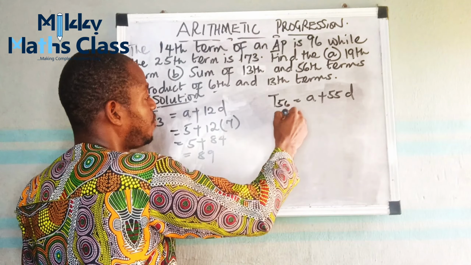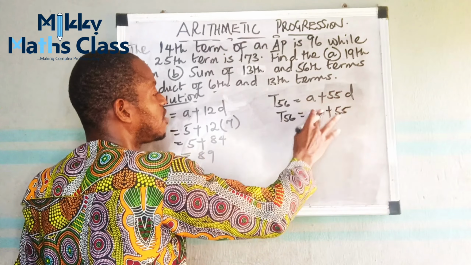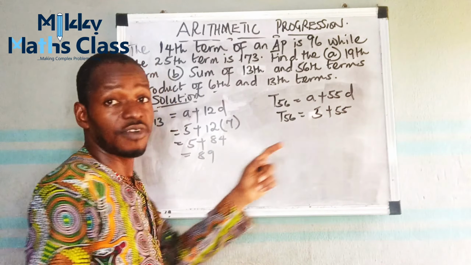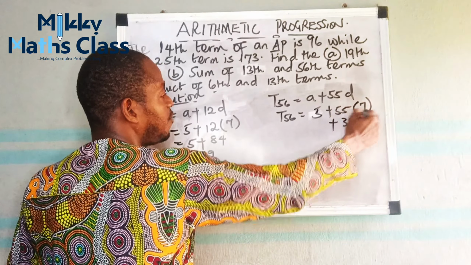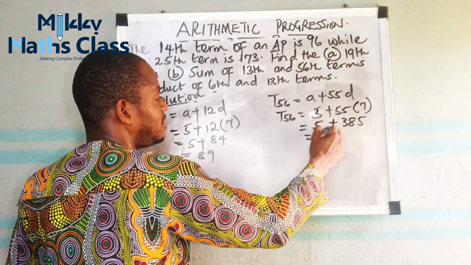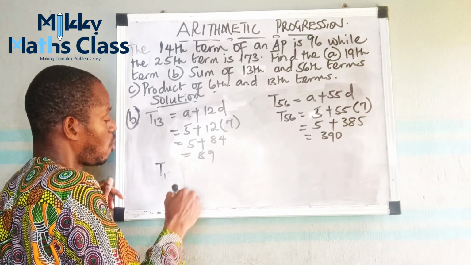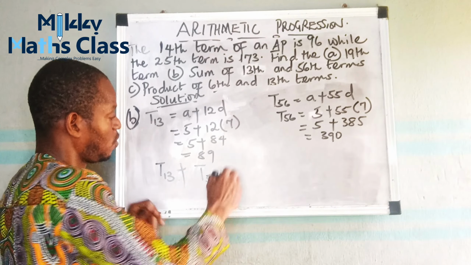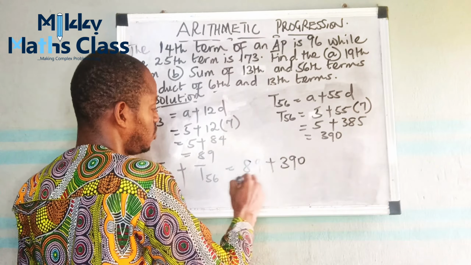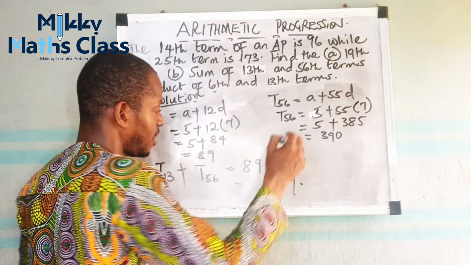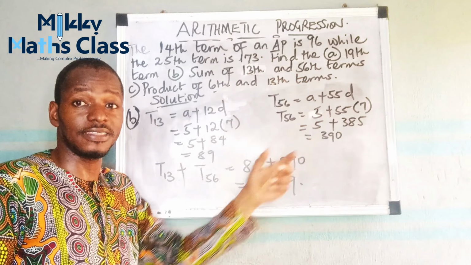Now let's go to this. T56 is equal to the first term, a, plus 55d. Our first term is 5. 5 plus 55 times 7. This is 385. 385 plus 5 will give us 390. So therefore our T13 plus our T56 is equal to 89 plus 390, which will give us 479. So 479 is the sum of the 13th and the 56th term.